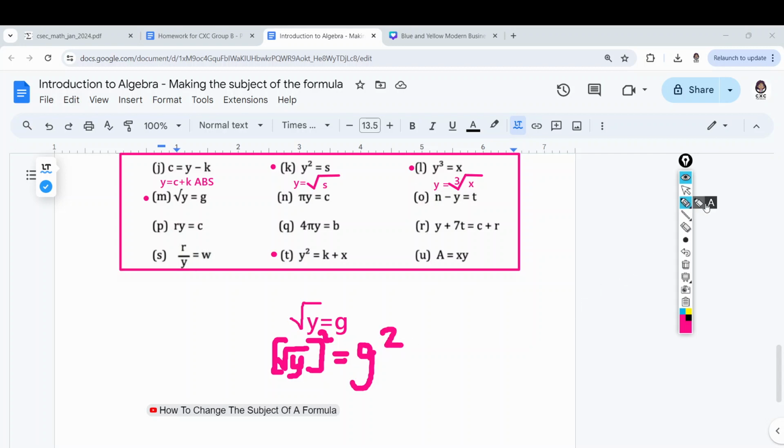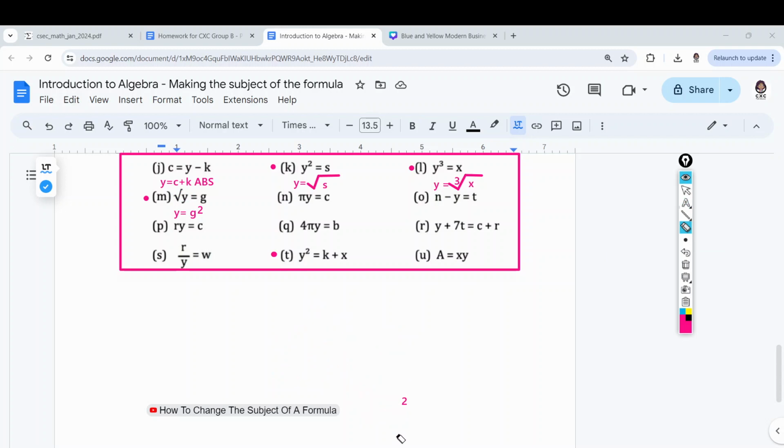So the answer for this one, guys, is actually going to give us y is equal to g squared. And that's the answer. So this is a pretty easy question, guys. You just need to square both sides to get rid of the square root sign. And you're supposed to get y is equal to g squared. G squared. Not cube squared. Okay.